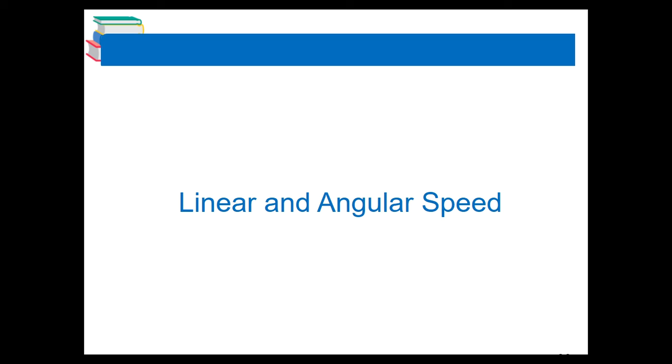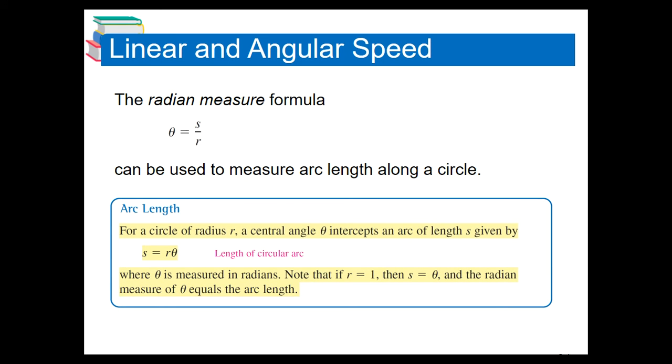All right, last thing we're going to talk about is linear and angular speed. And this is sort of all dealing with the same thing. The radian measure formula, theta equals S, the arc length over the radius, can be used to measure the arc length along the circle. So for a circle of radius r, a central angle theta intercepts an arc length S given by S is equal to r theta.